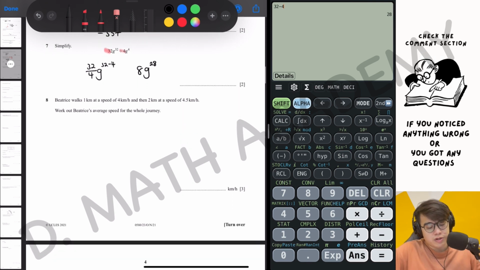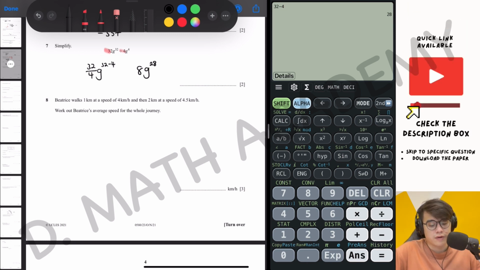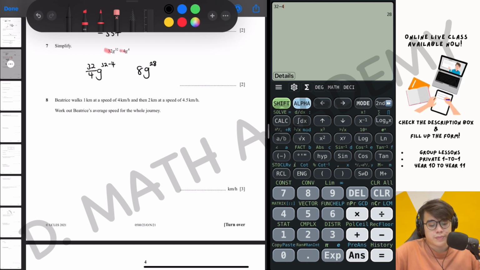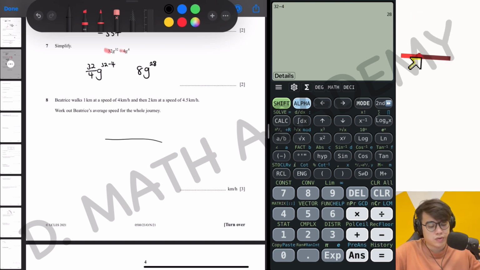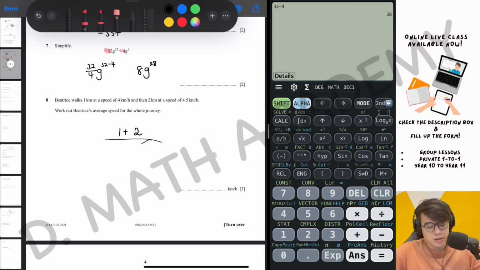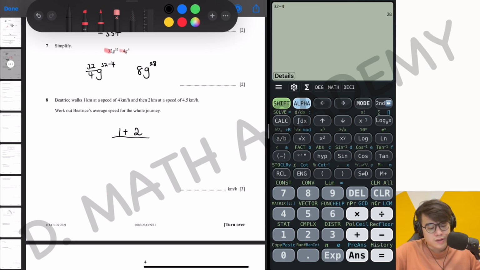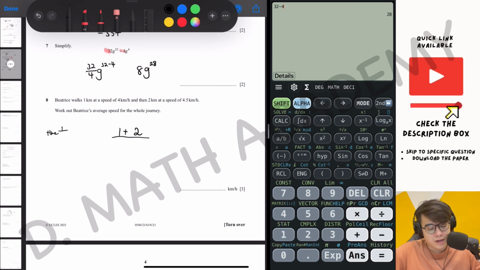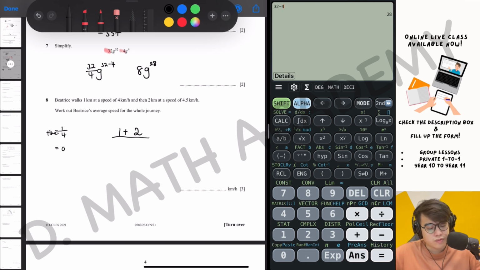Moving on to question 8. Beatrice walked 1 km at a speed of 4 kilometers per hour and then 2 km at a speed of 4.5 kilometers per hour. So the key thing here is we now know the distance, but we don't know how much time they spent. So we know the distance, 1 km plus 2 km. Then the next thing to do is identify how much time it takes. So time is by taking distance divided by 4. This will tell us it was 0.25 hours.